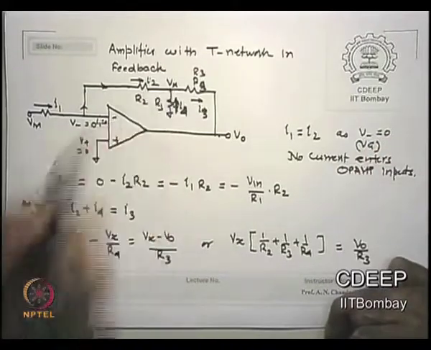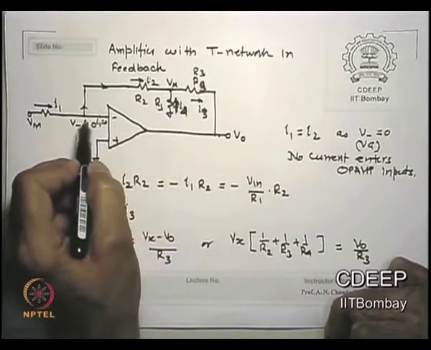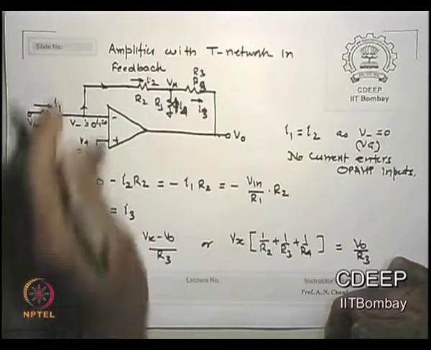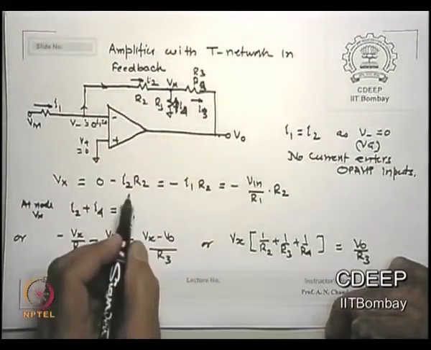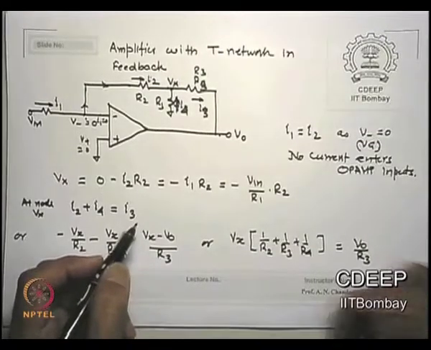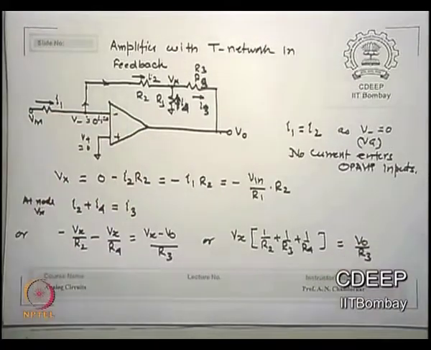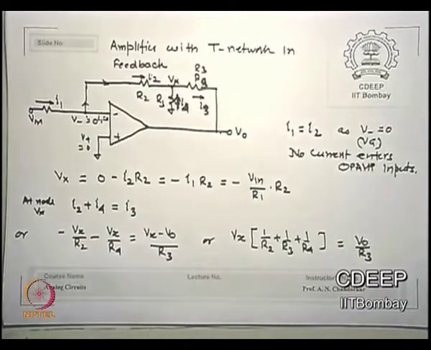Now how much will this potential be? Let's look at this potential, Vx. 0 minus Vx divided by R2 is I2, or we can say I2 R2 is Vx with a minus sign. Is that correct? 0 minus Vx divided by R2 is I2, so minus I2 R2 is Vx. By Kirchhoff's law, the voltage difference between two nodes divided by the resistance is the current. Is that correct? This potential minus this potential divided by R2 is I2. So minus I2 R2 is Vx.